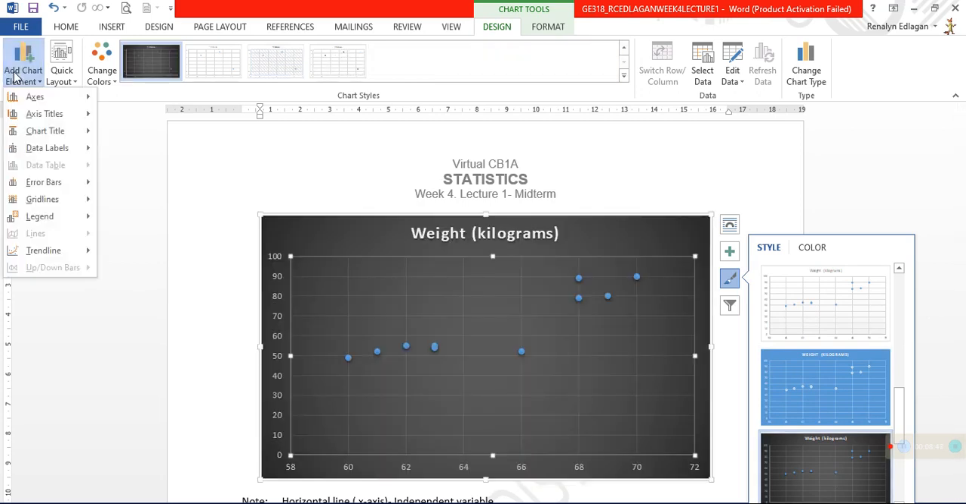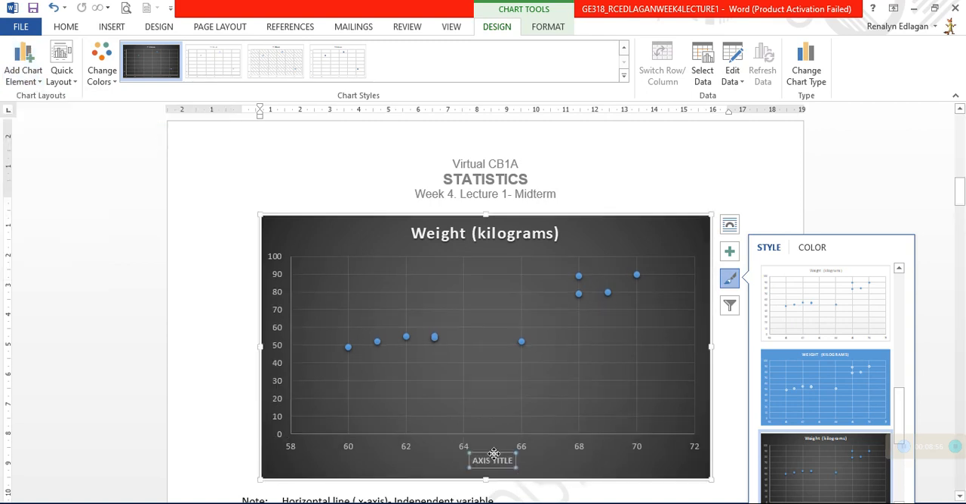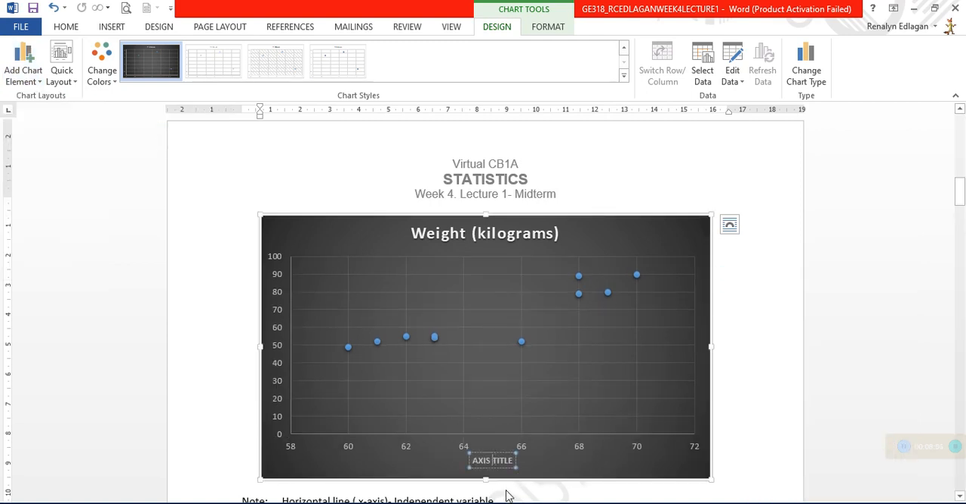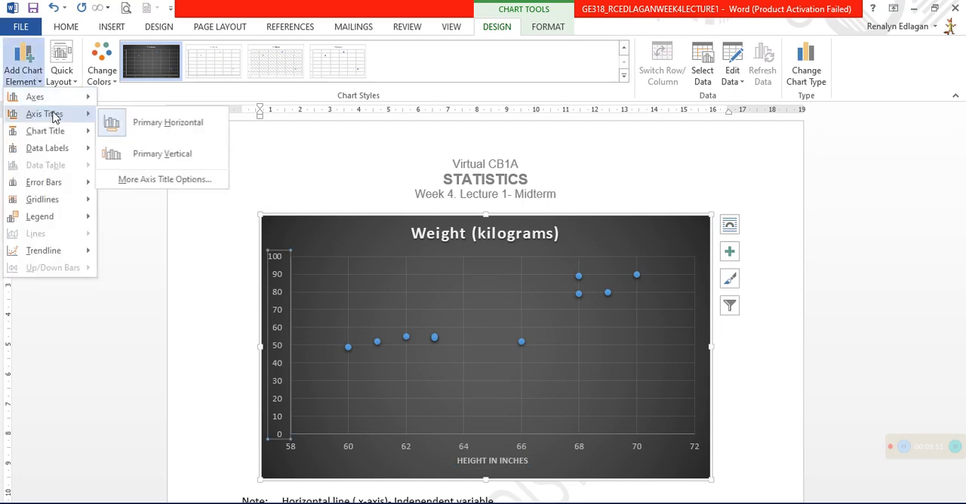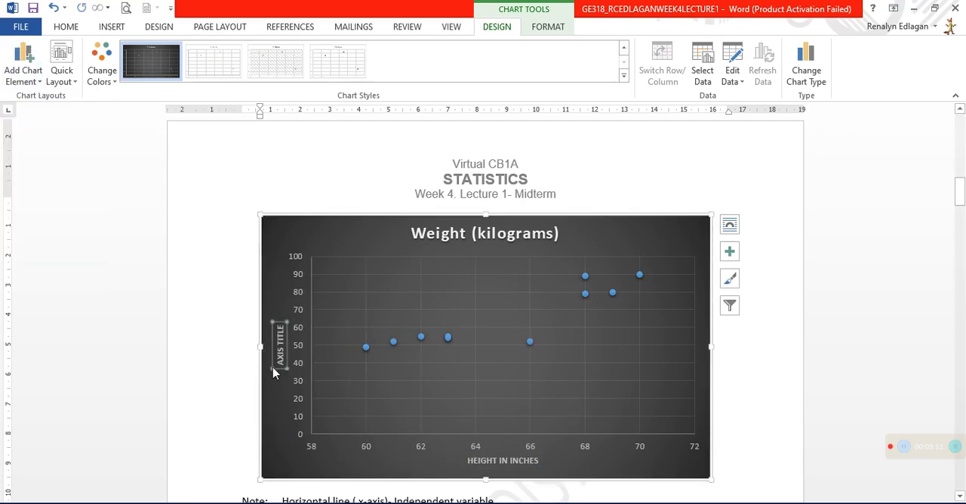And then, of course, nakalagay dun sa steps natin kanina, dapat may proper labels. So, lagay tayo ng axis title. For the primary horizontal, this is the axis for the height in inches. Now, let's put a label on the vertical line. Ito na siya. We have weight in kilograms.